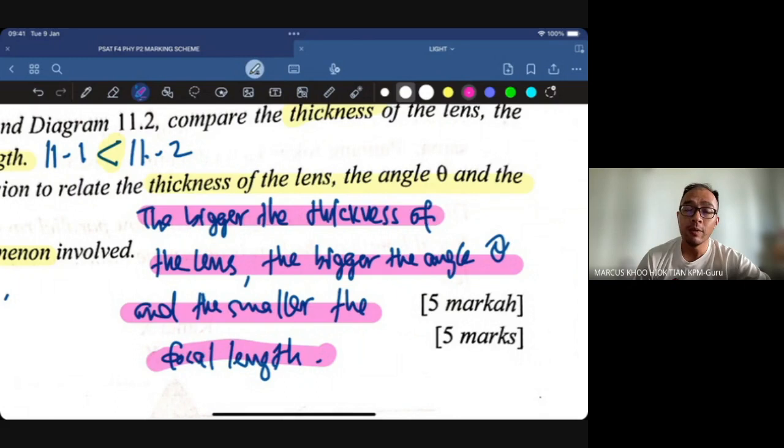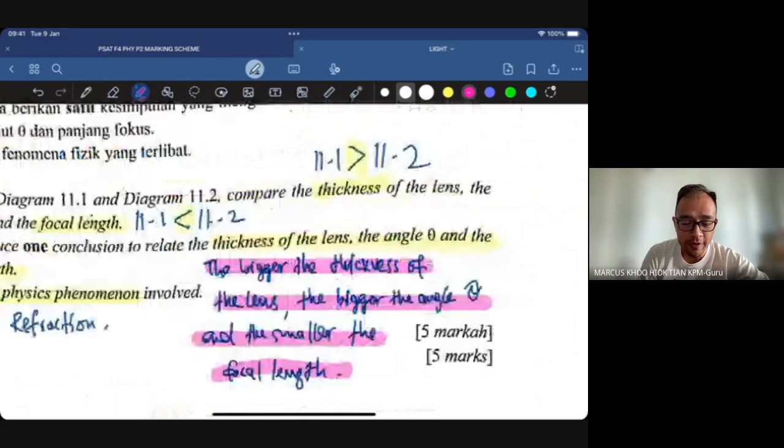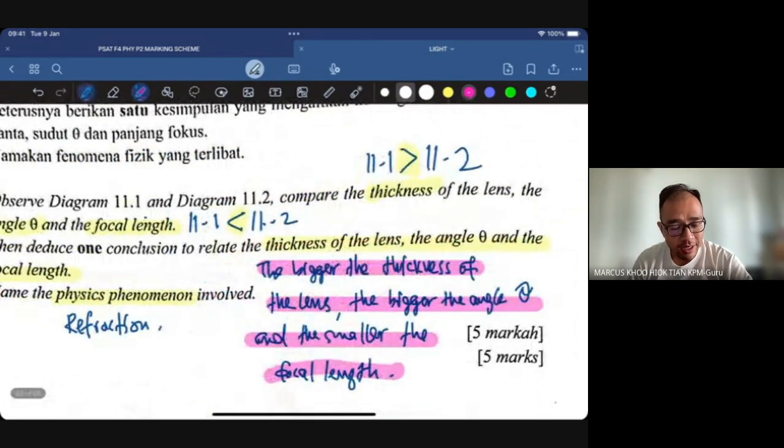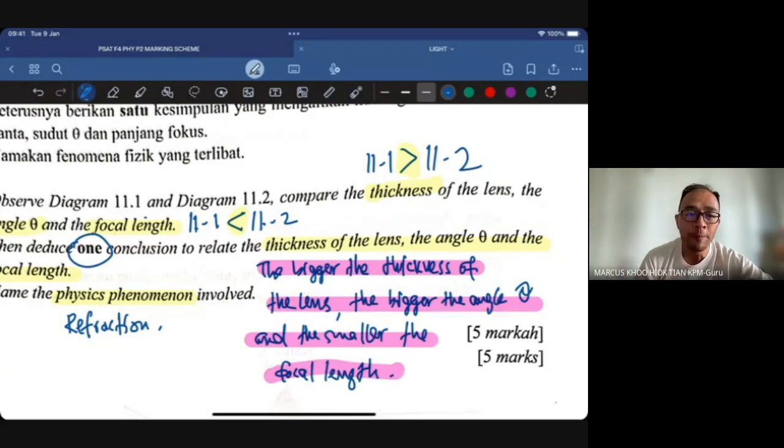It's just that we've been doing this for so long, it needs just one slight adjustment. So we learn to be flexible and follow according to the rules. The question is, what if you did not see this, deduce one conclusion, and then you go and write two sentences?